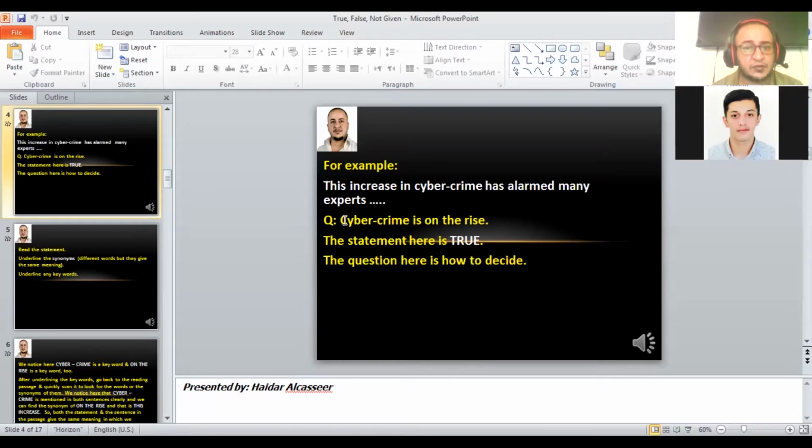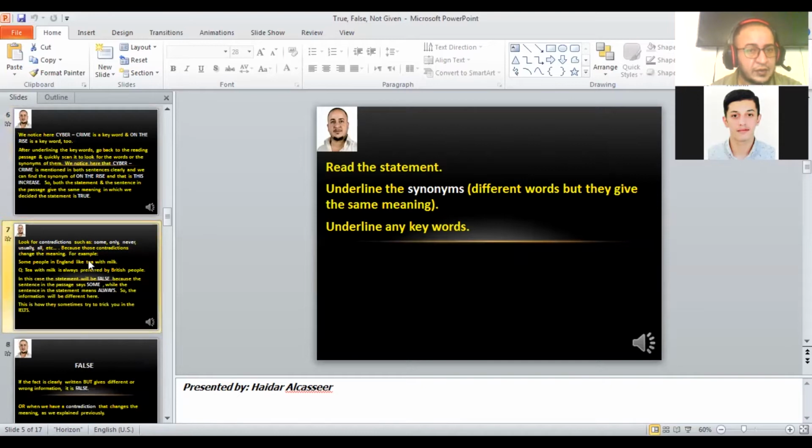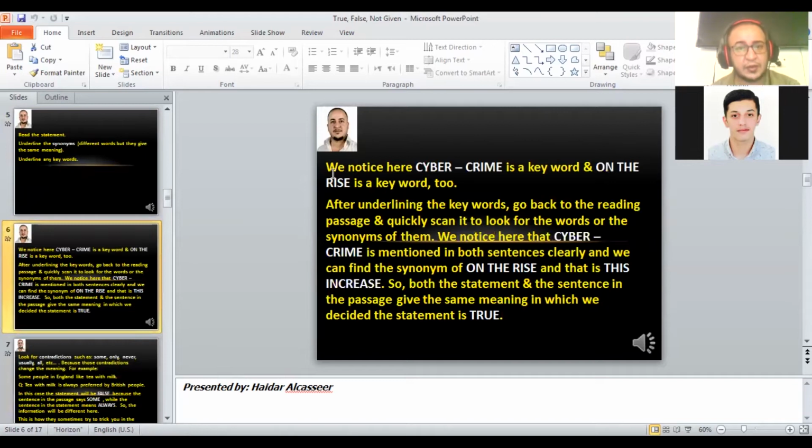The question here is, is it true? True. Why? The question here is how to decide. Firstly, you read the question. Underline the synonyms. Different words, but they give the same meaning. Underline any key words. Look for contradictions. Before we come to look for contradictions, we notice here, cybercrime is a keyword. It's the main word, and on the rise is also a keyword.